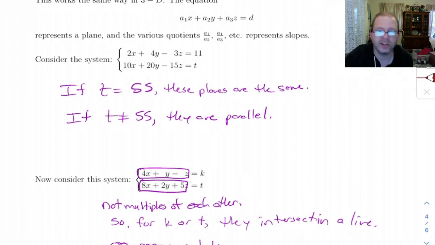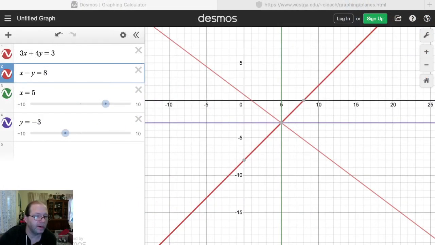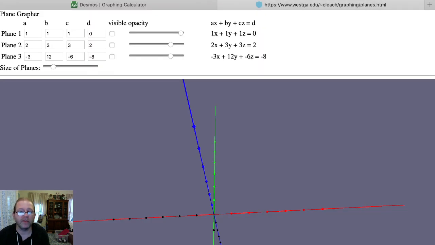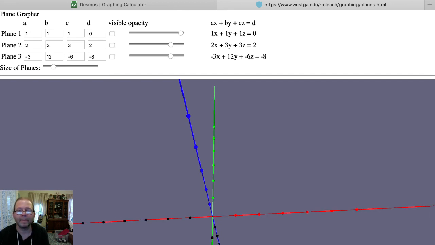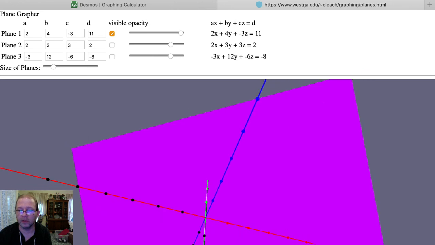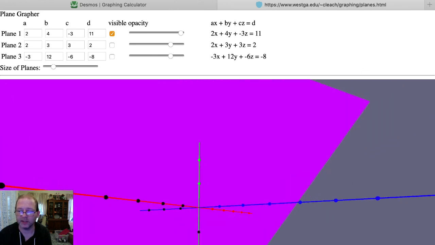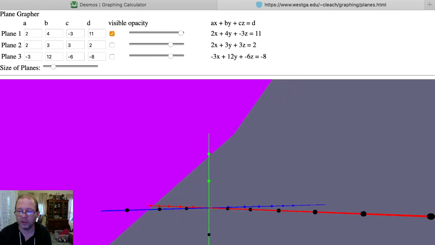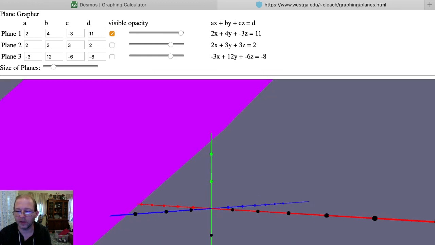And I want to play with that just a little bit over on the plane grapher. Let's see, this is Desmos. Plane grapher, here it is. All right, let's put that first system in. That first system, we had 2x, 4y, minus 3z equals 11. So that plane looks like this. Let's see, red is my x-axis. Yeah, so it looks kind of like that.